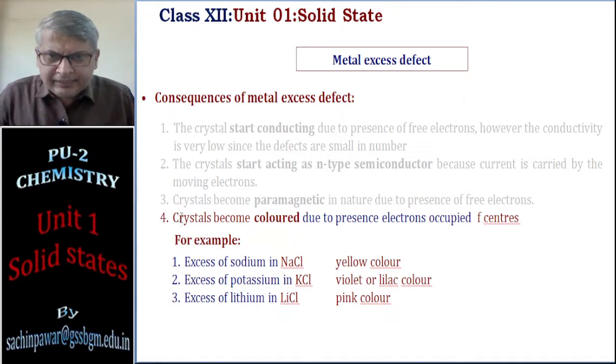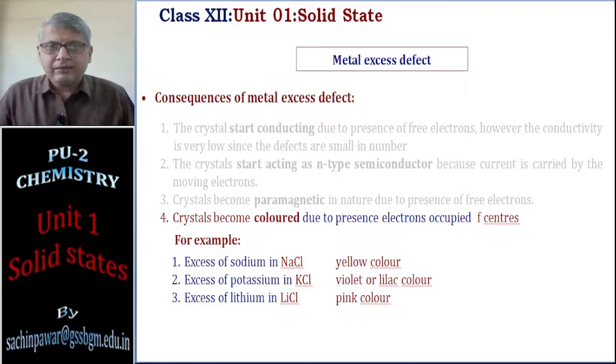So here, when there is a metal excess defect and the electrons occupy the F centers in the anion vacancies, the crystal starts showing different colors. For example, sodium chloride, potassium chloride, and lithium chloride are actually colorless solids. But in the presence of excess sodium, sodium chloride becomes yellow in color. Potassium chloride, with excess potassium, gives a violet or lilac color. And excess lithium in lithium chloride gives a pink color.